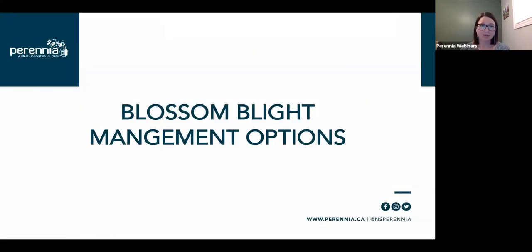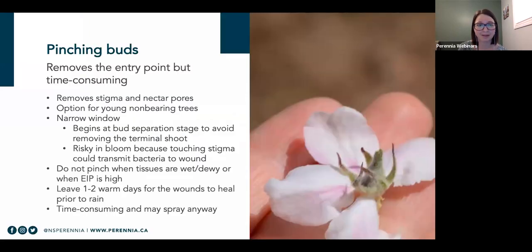All right, so those are all the scenarios I'm going to go through today. And now I want to talk about blossom blight management options. So you understand the biology, and you've got access to the model to be able to play around with some different conditions, and that can influence your management decisions here. So first of all, one approach is to pinch the buds off.